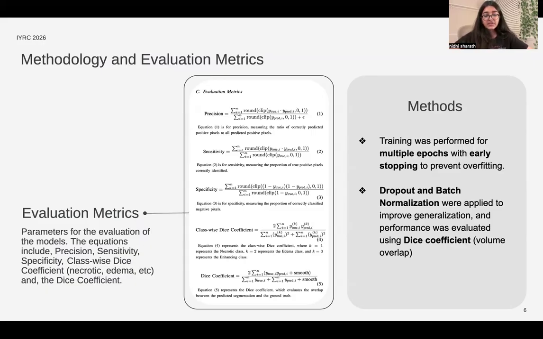The evaluation metrics are essentially parameters for the evaluation of each of the models. I specifically focused on the precision, the sensitivity, and the class-wise dice coefficient for different parts and different regions in the brain, such as the necrotic, the edema, and the glioma, etc.